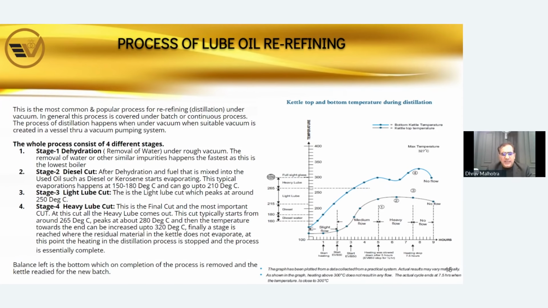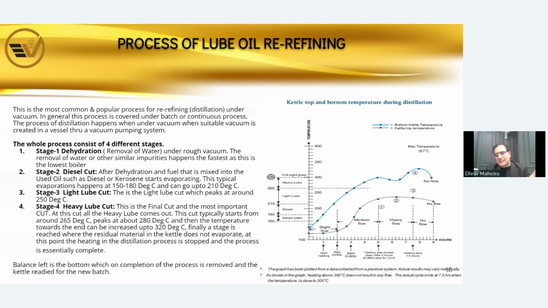After this will be stage 4. This is also called the final cut and is the most important cut, as maximum flow happens during this cut. On the top cuts, the flow is very minimal because 70% is constituted by this particular cut. So this cut will typically start at around 265 degrees and will range up to about 280 degrees.